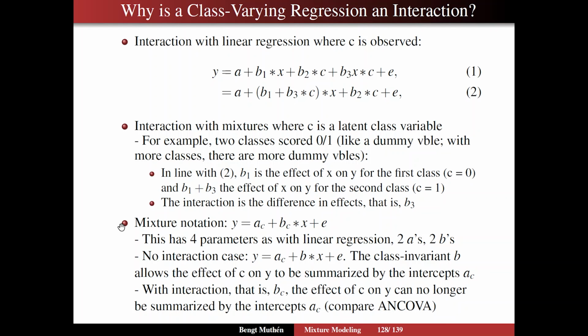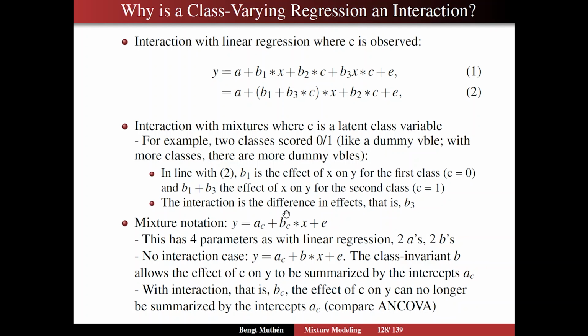In the mixture notation, we write it as y equals a, an intercept that is class specific, so subscript c, and a slope on x that is class specific with subscript c again. So this model has 4 parameters, just like with linear regression. We have 2 a's and 2 b's.